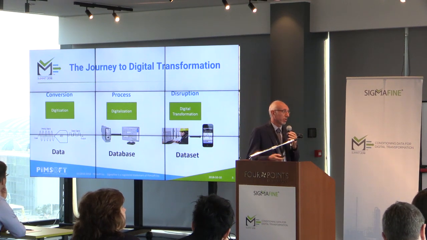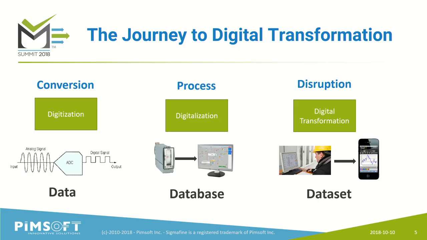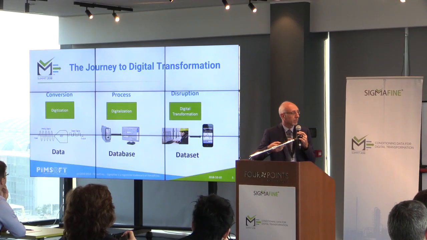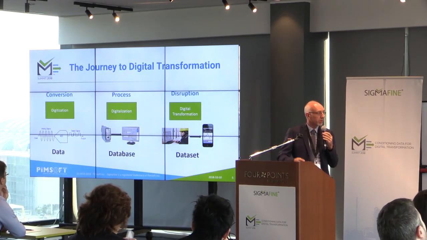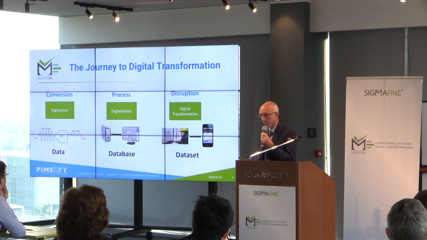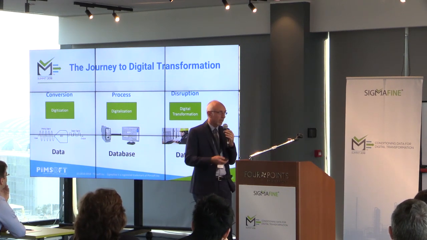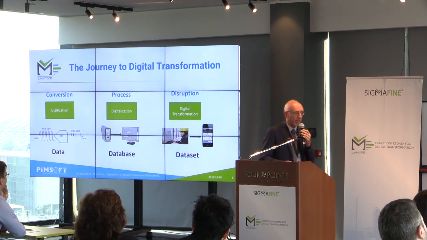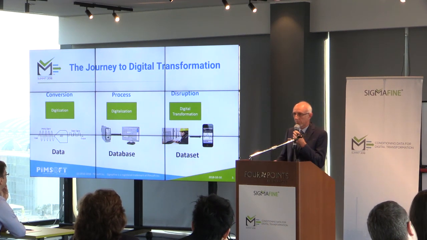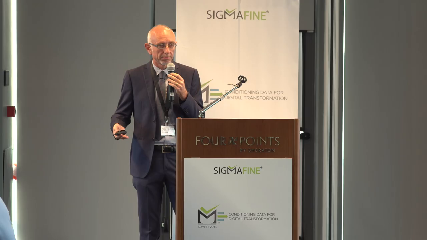So what is the journey to digital transformation? Well, we can say we started decades ago with a sort of digitization. So we started converting with the first analog to digital converter. So we were really processing data. Then along the years, we started to process a larger amount of information. And a clear example of this first digitalization phase, and I think most of you know about this, is the PI system. So this is nothing new.